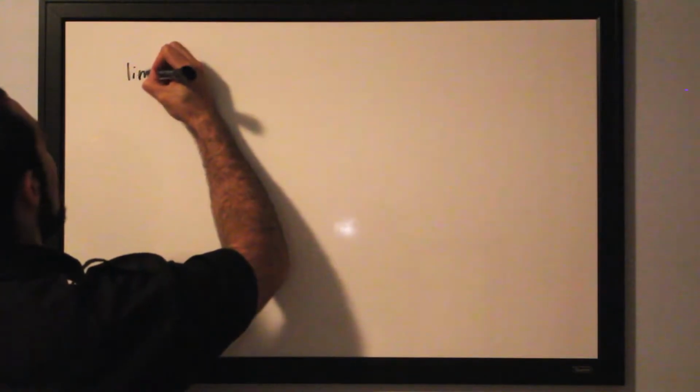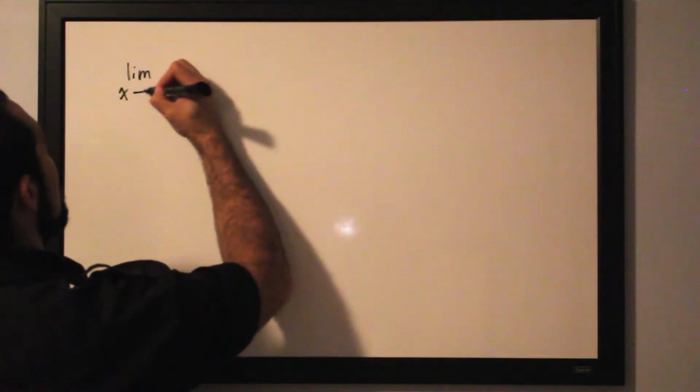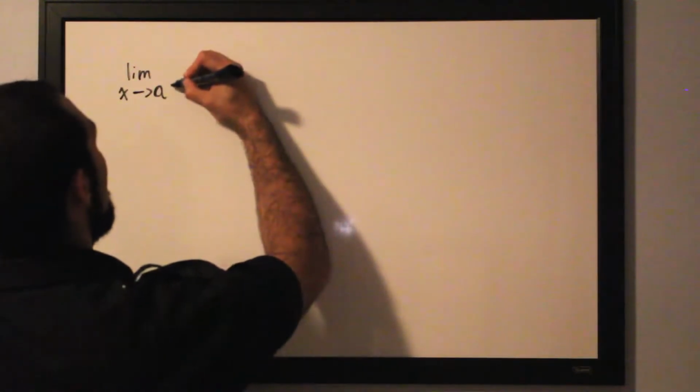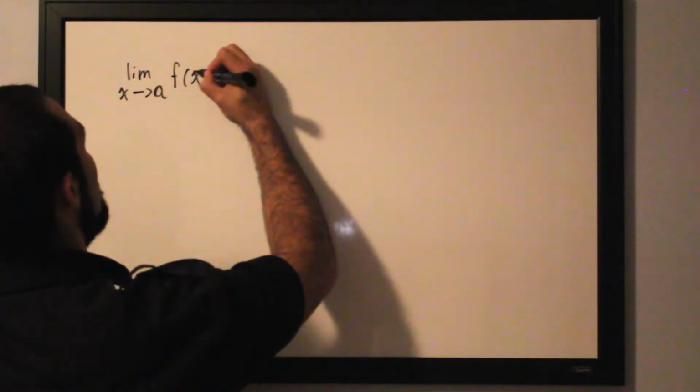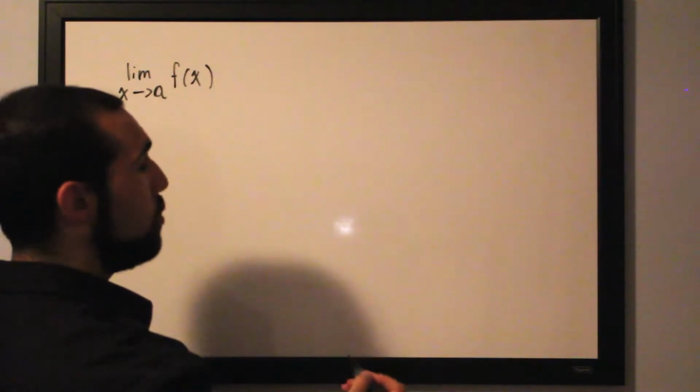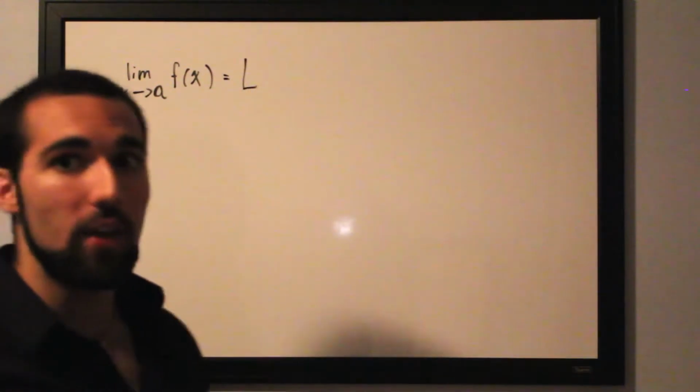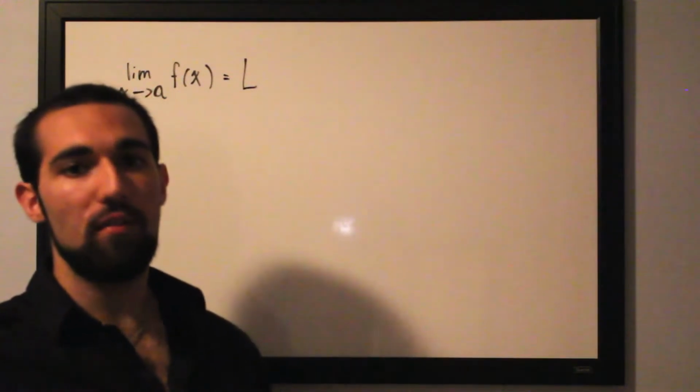This is formally written down as the limit as x approaches a certain value, let's say that value is called a, of f of x, which is the function that you're going to be plugging it into, is equal to L. L is going to be the value of the limit that you're going to be evaluating.